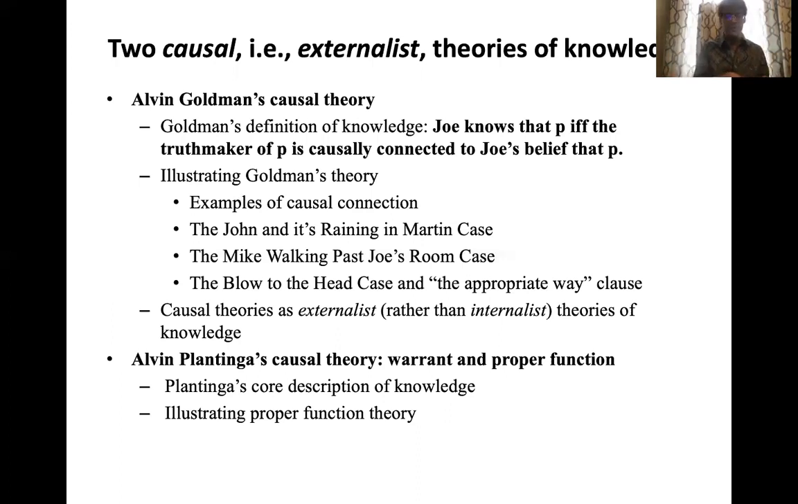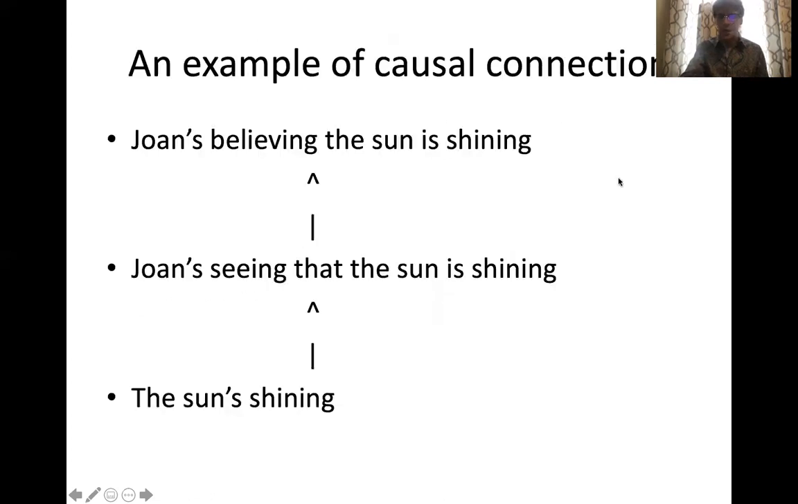Then we're going to look at Alvin Plantinga's theory of knowledge, which is warrant and proper function. The idea here is that we have cognitive capacities that have functions, and when beliefs are produced by our properly functioning capacities, then we get to ascribe knowledge. So long as a belief has warrant, which is some evidence that favors that belief, and is produced by properly functioning cognitive capacities, like vision or deductive reasoning, then we can ascribe knowledge in those cases.